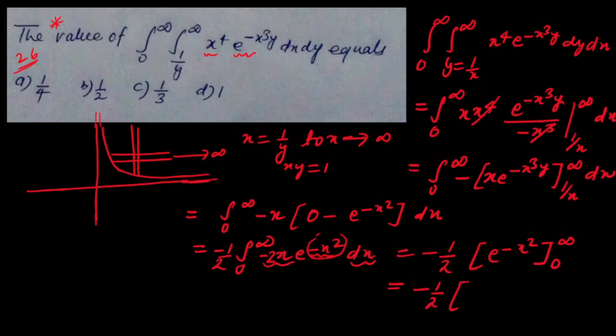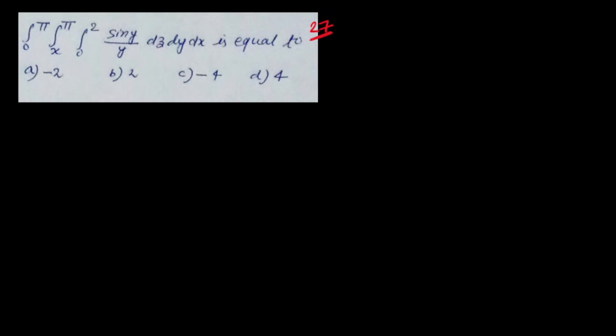Now this is minus 1 by 2. If I put infinity here, e to the power minus infinity means 1 by e to the power infinity, like we have done earlier. I will get 0, and if I put 0 here, I will get e to the power minus 0, that is e to the power 0, 1. So I get 1 by 2. So the correct option is 1 by 2 here. Think about this question, very interesting one.